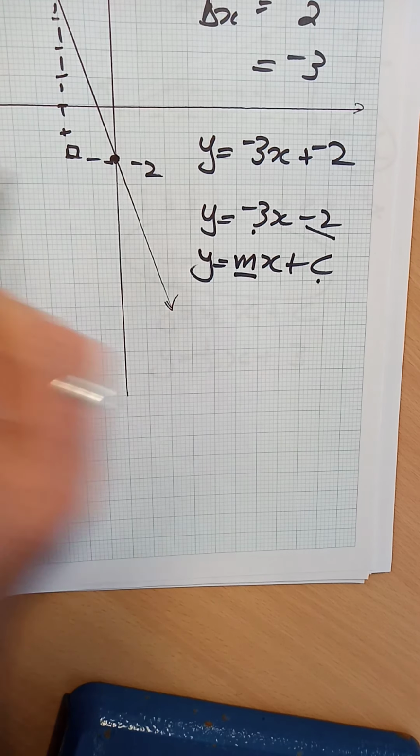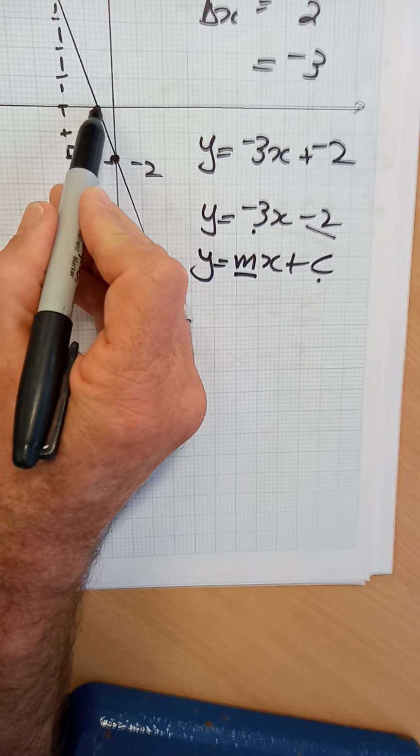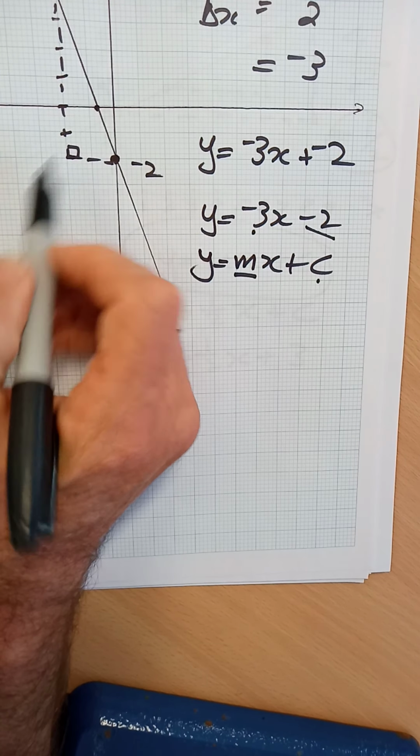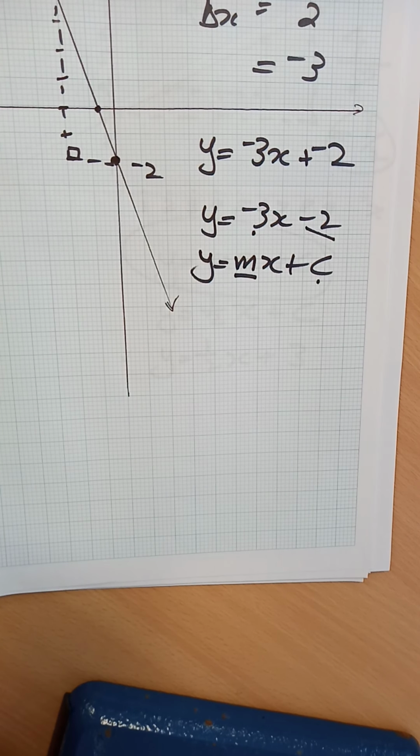And look at the intercepts on this graph here. Well, we know the y-intercept's -2. The x-intercept would be here, which looks like about -2/3 or something.